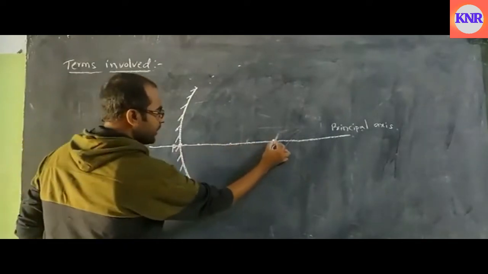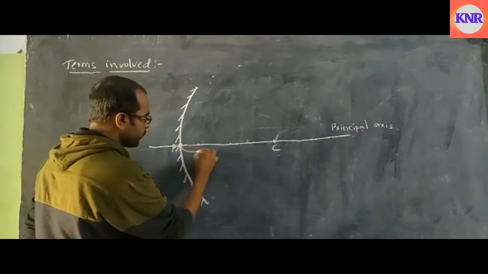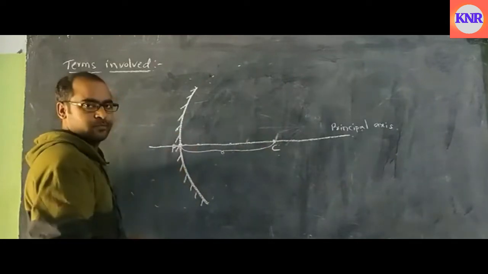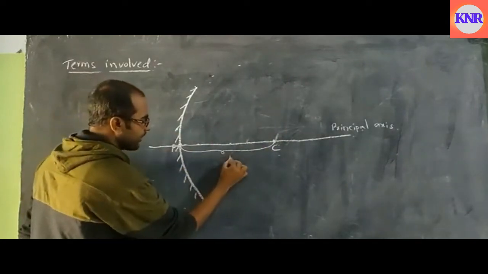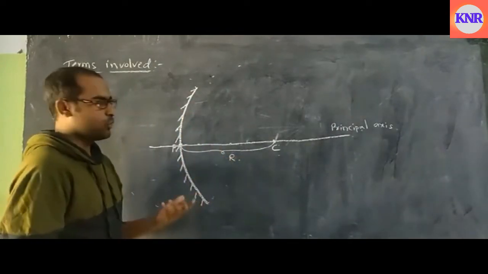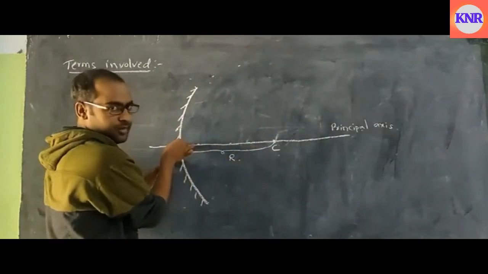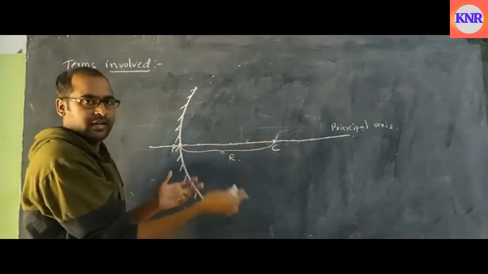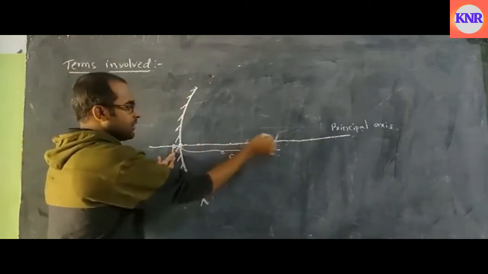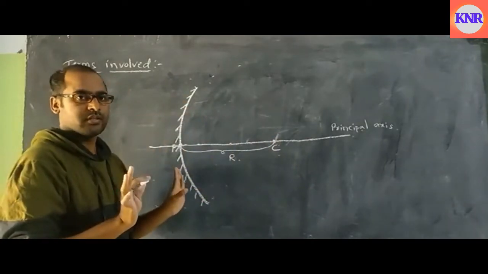Center of curvature is here and pole is here. The distance between the center of curvature and pole is called the radius of curvature. As I already told you, if it is a circle, then from the center to any point on the circle is the radius. But here it is just a curve. This is the center of this curvature, and this is the radius of this curvature. Is it clear?